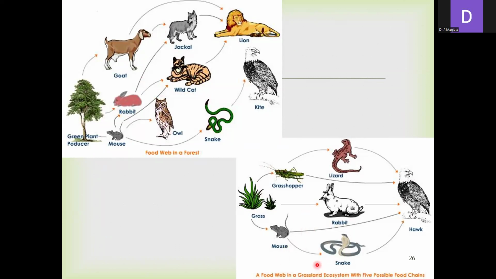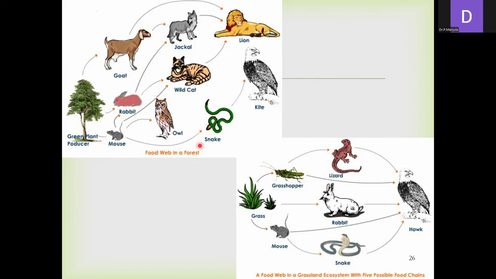And this is the example of a food web in the grassland ecosystem with 5 possible food chains. The first one is grass to mouse, mouse to snake and hawk. The second one is grass to rabbit and rabbit to hawk. The third one is grass to grasshopper to hawk. The next one is grass to lizard.